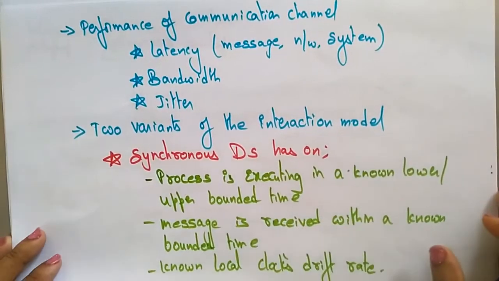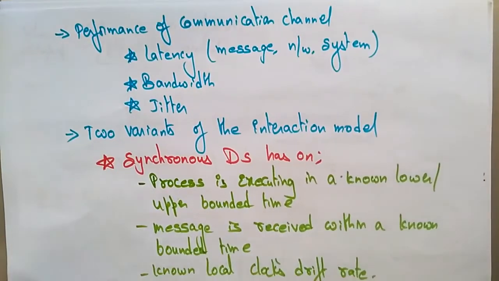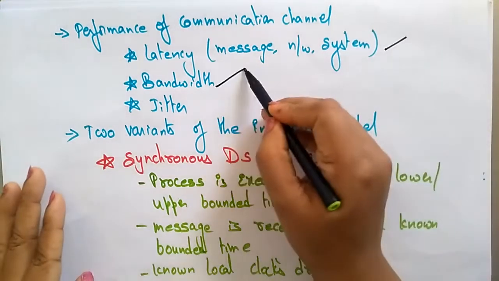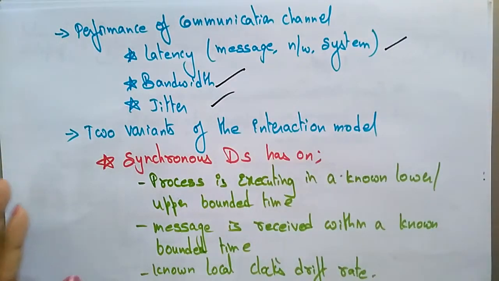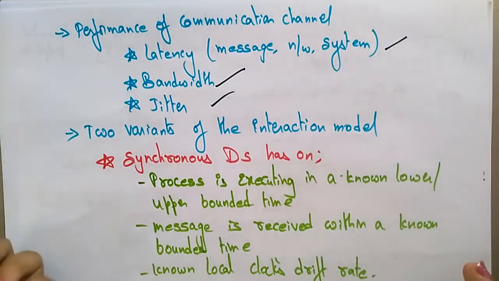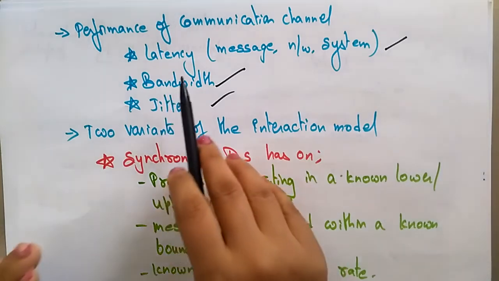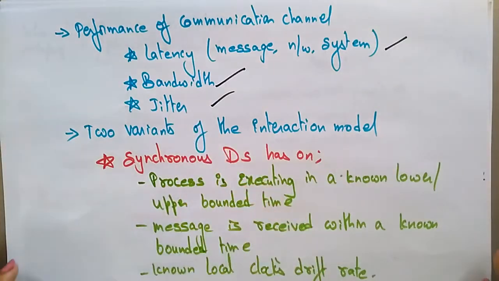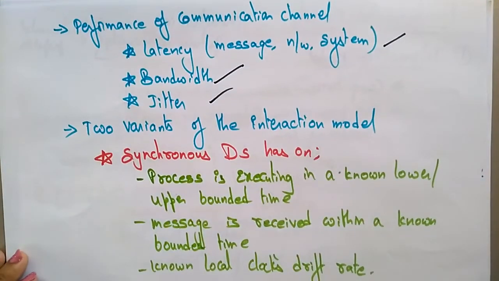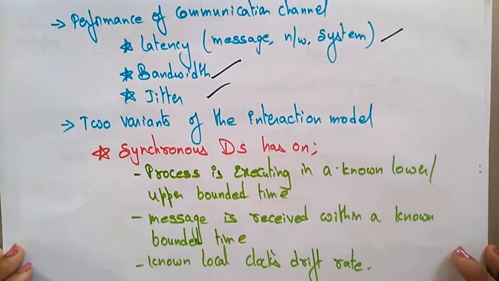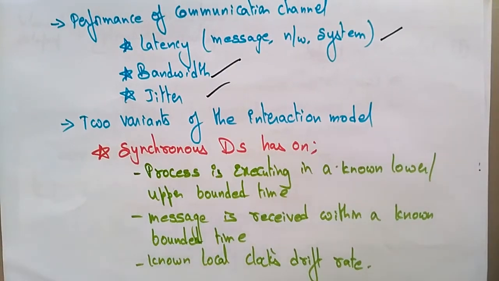Here, if you take any process, the performance of that communication channel is based on the latency, bandwidth, and jitter. Latency depends on what type of messages we are using, what type of network and system, and then the bandwidth of the channel, and the jitter. So the performance of the communication channel depends upon the latency, bandwidth, and jitter. There are two variants of the interaction model, that is synchronous and asynchronous.